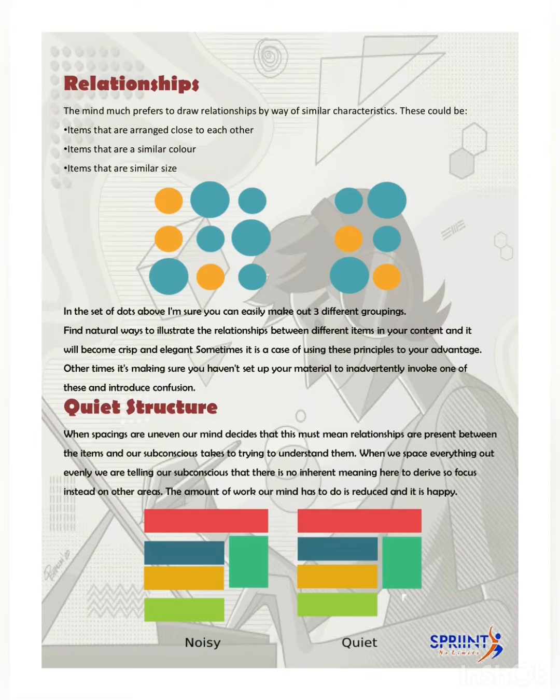Now the next thing we're going to talk about is quiet structure. What is quiet structure talking about? You can see the examples here. The first one, where they say the quiet structure is noisy, the structure there is actually noisy. You see that there is uneven spacing, and as there is uneven spacing, your mind tries to understand what is really happening. Why is it uneven? Is there some information within this that I need to understand?